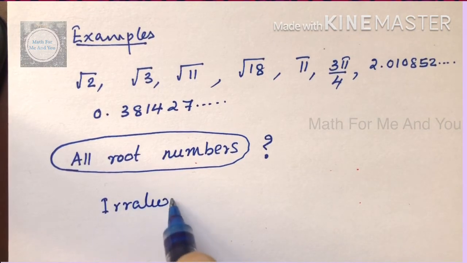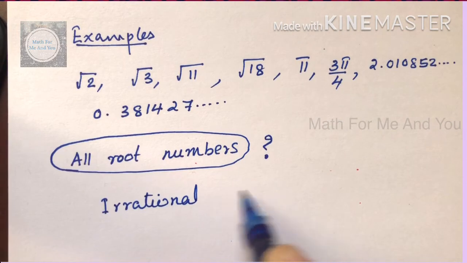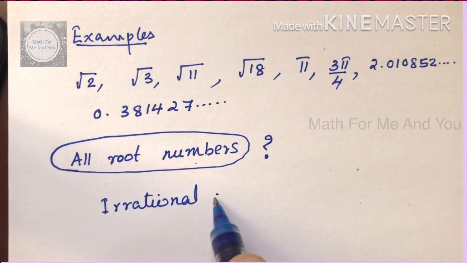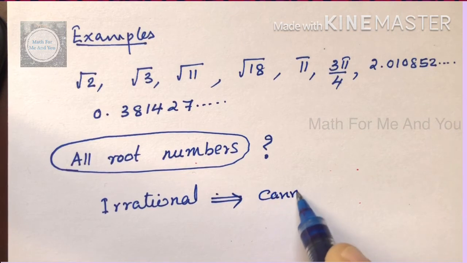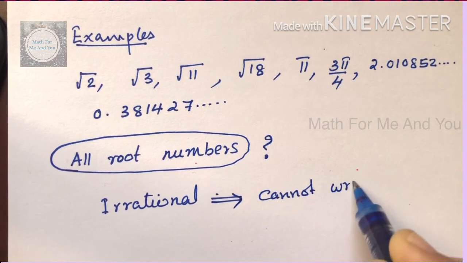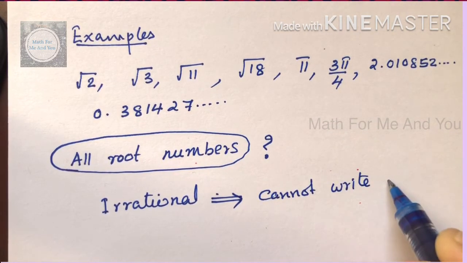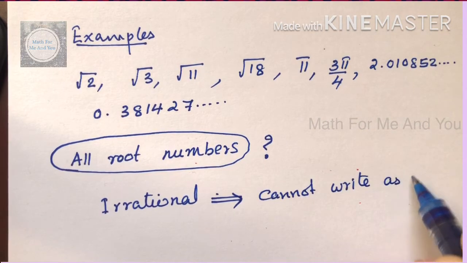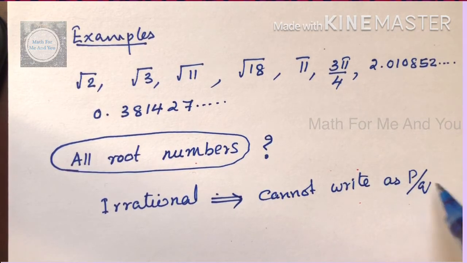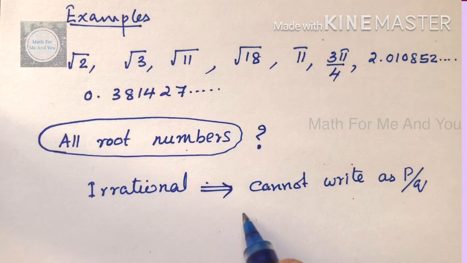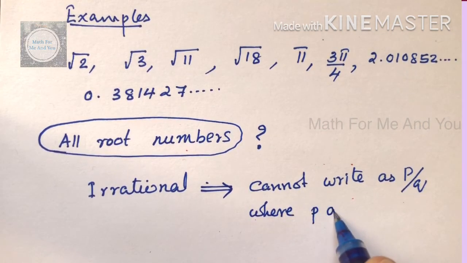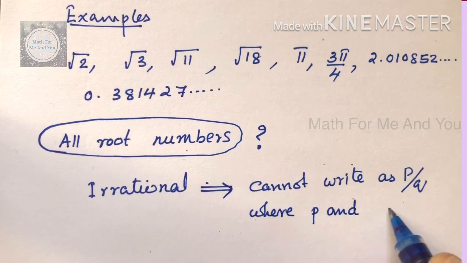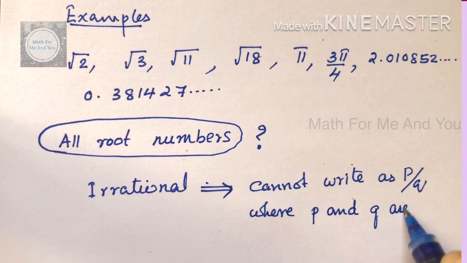First of all, what is an irrational number? A number that cannot be written in the form p by q, that means cannot be written as numerator and denominator, where p and q are both integers and q is not equal to 0. If a number cannot be written in that form, then we say it is an irrational number.